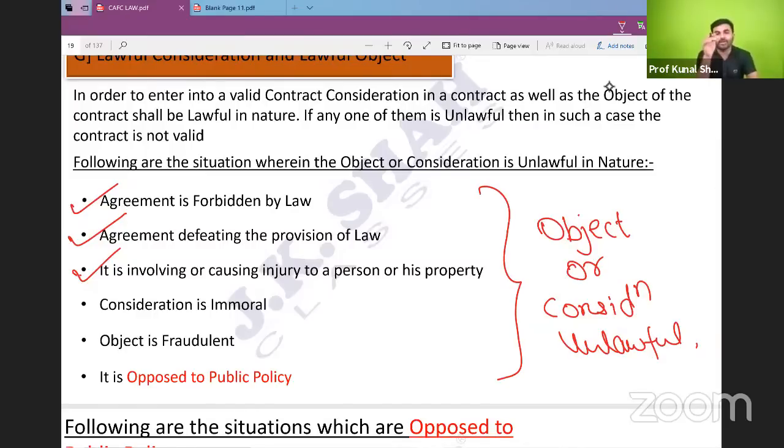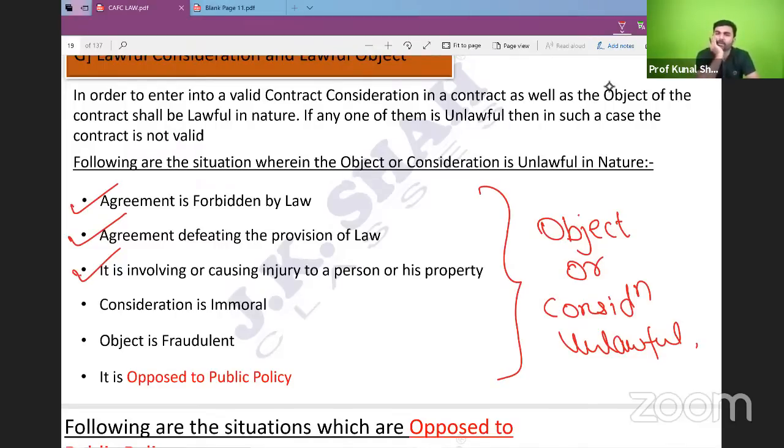Involving or causing injury to a person or his property. Whenever you are making a contract wherein you are asking a person to injure another person or another person's property. For example, I entered an agreement with Karthik and told him, Karthik, I will pay you 10 lakh rupees if you injure Aryan. You just need to injure Aryan, break his head, break his hand, break his legs. I will pay you 10 lakh rupees.